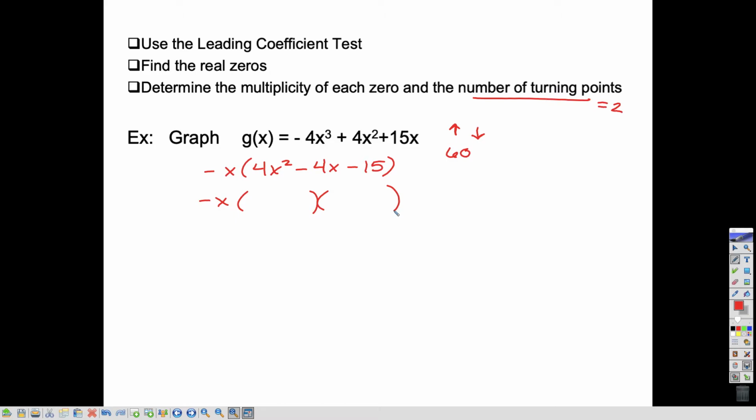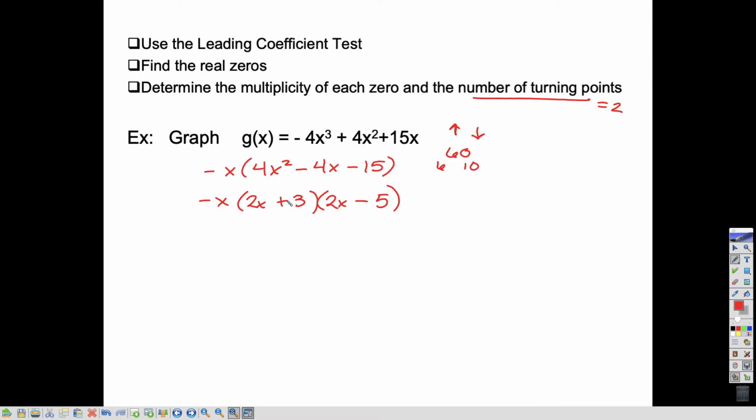Why would you not want to take 4 out in front of the parentheses, like negative 4x? Because 4 doesn't go into 15. Yeah, if it was 16, definitely take a 4 out. I could never do that.